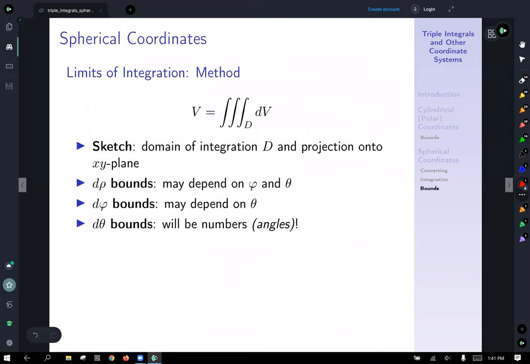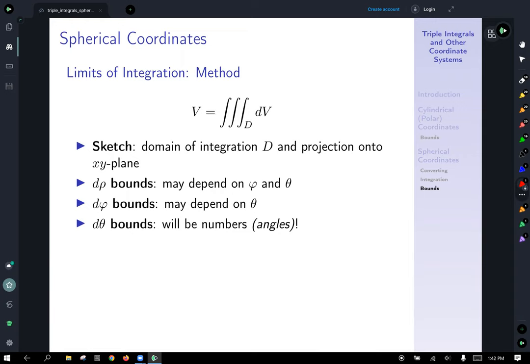All right, so here's a method I like to use when generating limits of integration using spherical coordinates. First thing, sketch the domain of integration and projection onto the xy plane. And again, GeoGebra can be your friend to help you plot that. I like to start by doing the rho bounds. Since they're rho bounds, you're going to integrate first, innermost, with respect to rho. You can have them depending on phi and theta. And in general, with spherical coordinates, we try to solve for rho. And so that makes sense.